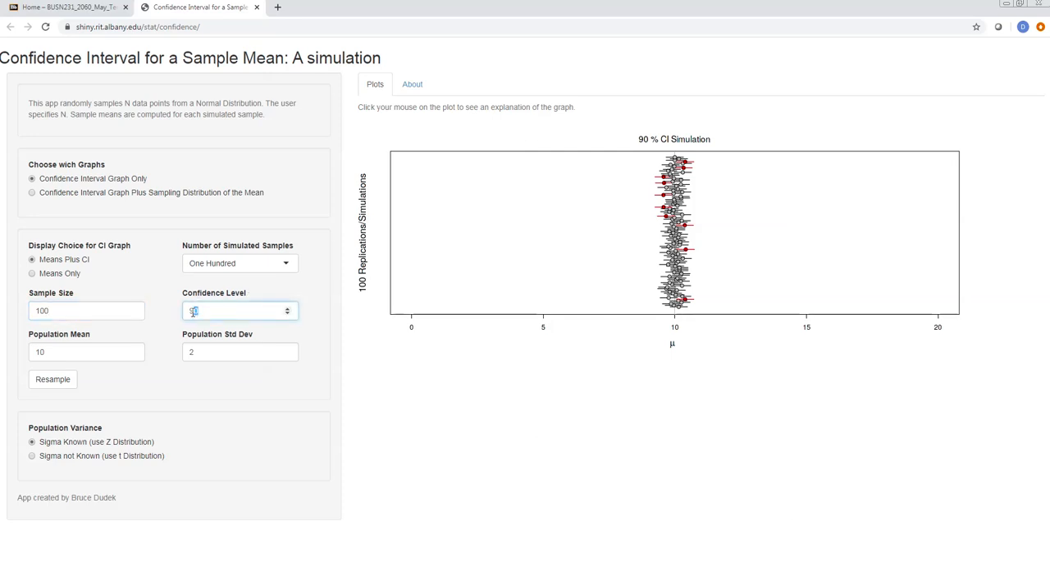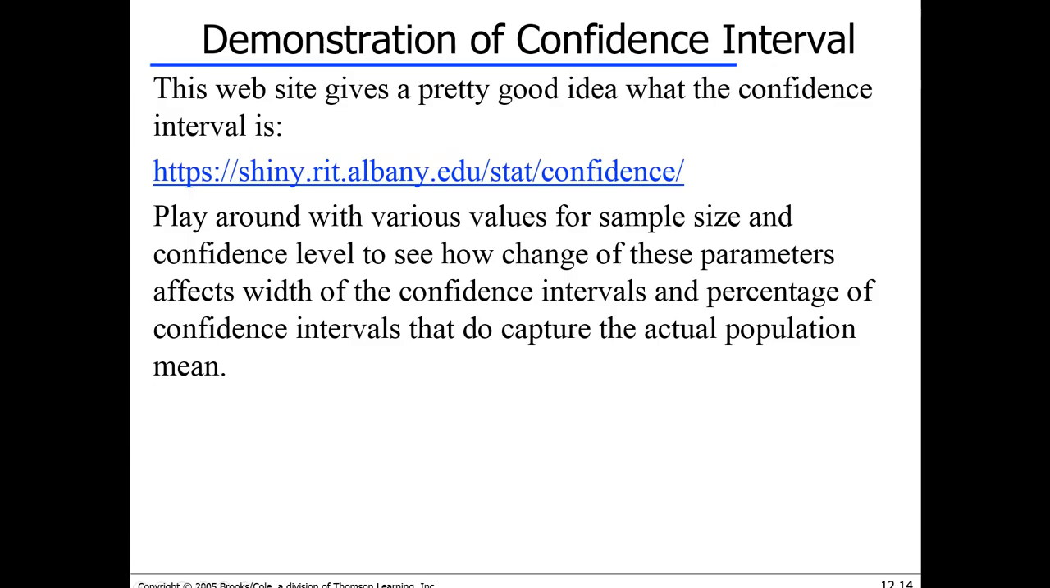Since I'm using a confidence level of 90 right now, on average, 10 of these 100 samples will miss the mean mu, the mean of 10, right? And 90 will include the mean of 10. So if I resample, I can see that the number fluctuates, right? But it kind of stays around 10-ish. Okay, so that was kind of a nice illustration, I thought. Alright, let's go back to the lecture, okay?